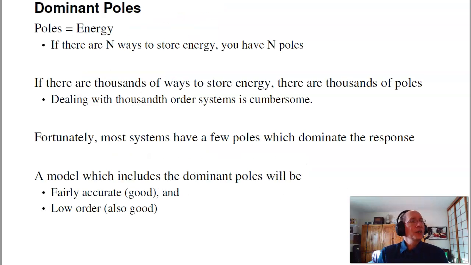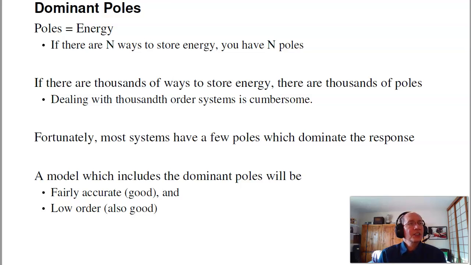Now in terms of poles, there's a thing called a dominant pole. Poles are the energy in the system. If there's n ways to store energy, you have n poles. If there are thousands of ways to store energy, there are thousands of poles. That makes life kind of difficult. I don't want to deal with thousandth order differential equations.